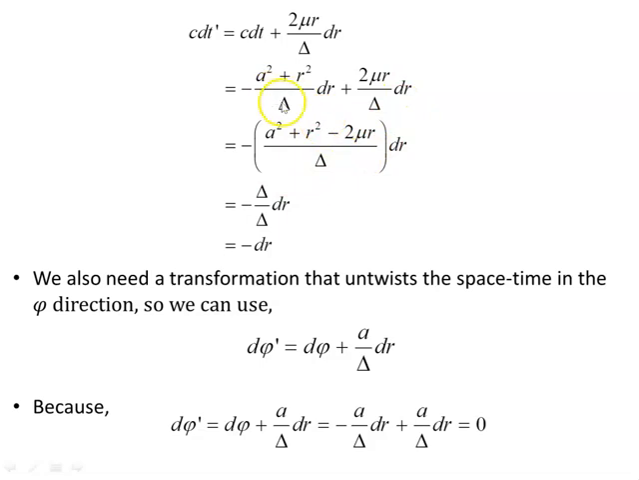Okay, common denominator here, take out the factor of dr, common denominator delta, and so we have (a squared plus r squared minus 2 mu r) on delta. Now, the numerator here, if you just look at that, that's the definition of delta. So what you have is delta on delta, with a minus here, of course, as it is the ingoing trajectory. Delta on delta cancel, we're left with minus dr. So c dt dash is minus dr.